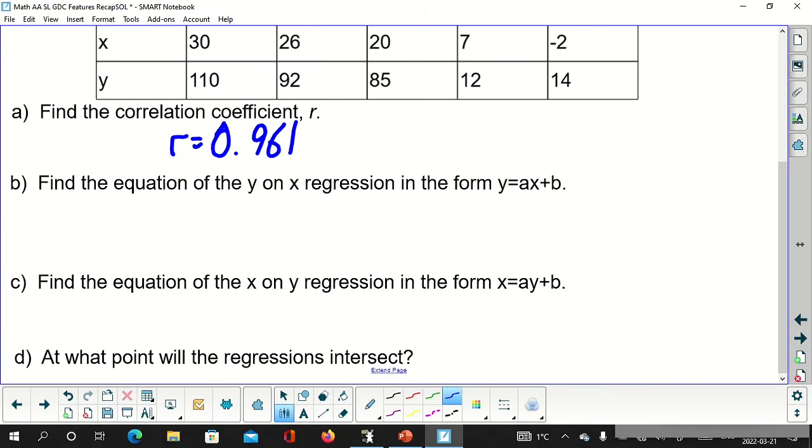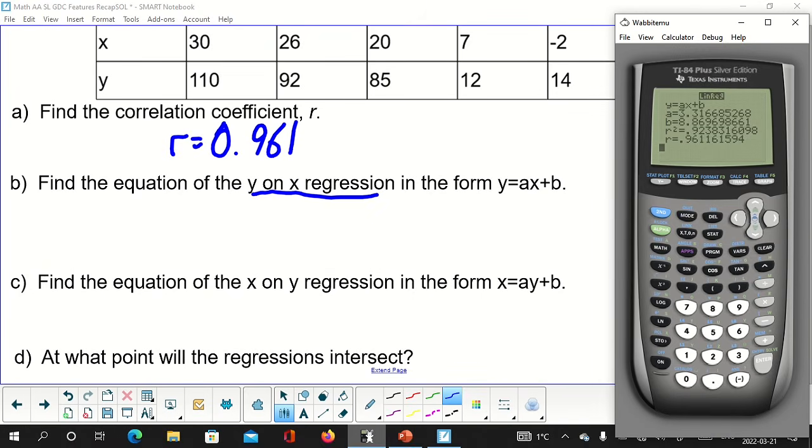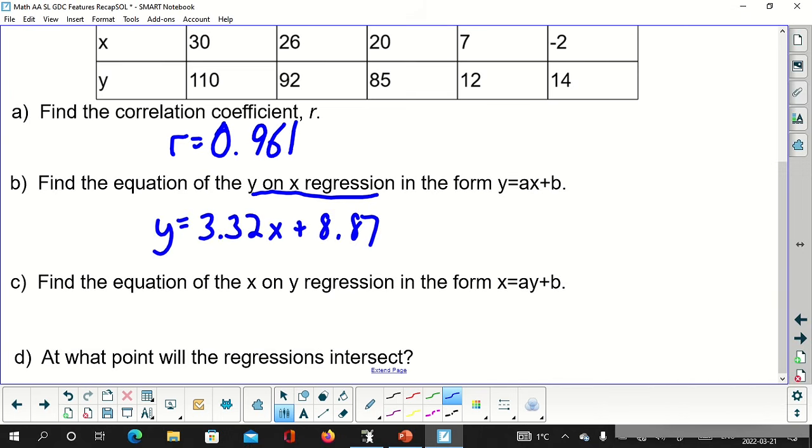We can find the equation of the y on x regression. This is the standard regression. And that's actually what it's giving us right here. It's telling us that it's y equals 3.32x plus 8.87 because it's telling us the a and b values. The y on x regression is good for using x to predict y values. On the other hand, if you want to predict x values, you need to do an x on y regression.